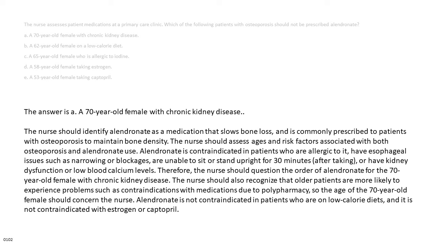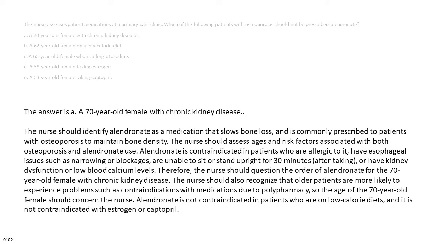Alendronate is contraindicated in patients who are allergic to it, have esophageal issues such as narrowing or blockages, are unable to sit or stand upright for 30 minutes after taking, or have kidney dysfunction or low blood calcium levels. Therefore, the nurse should question the order of alendronate for the 70-year-old female with chronic kidney disease.